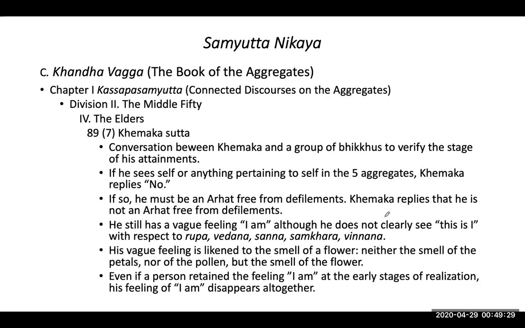So when you have phenomena such as rupa, vedana, which is feeling, sanya, sankhara, vijnana, at each stage, if you do not see, "This is my rupa," "This is my vedana," "This is my sanya," if you do not see, "This is myself" with respect to rupa, vedana, sanya, sankhara, vijnana, that means you are fully enlightened. But Bhikkhu Kimaka says, "I still have a vague feeling I am, even though I do not clearly see this is I with respect to the five khanda."